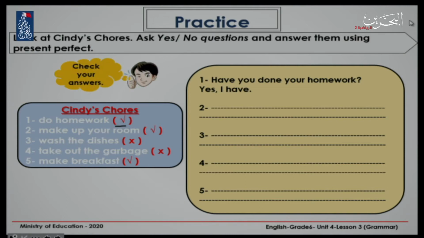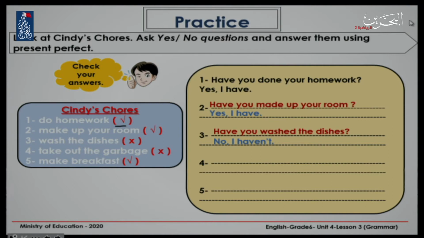Now let's check your answers. Look at number 2. Make up your room. And you have a tick. The question is, have you made up your room? The answer will be, yes, I have, because you have a tick. Number 3. Wash the dishes. You have an X. The question will be, have you washed the dishes? The answer is, no, I haven't, because you have an X.